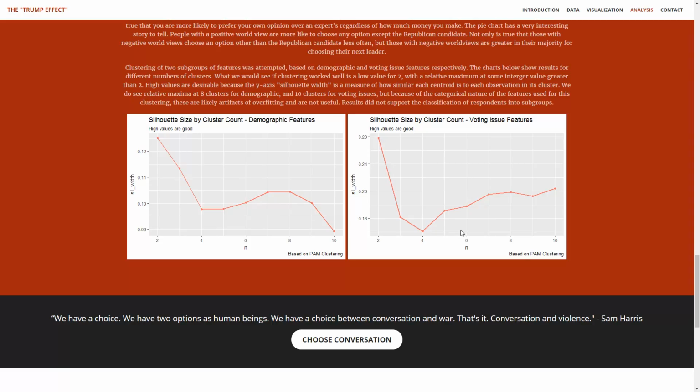But then it does go up here, and I just wanted to explain this away by saying, because of the categorical nature of this data, I think that these increases here are more an artifact of the grittiness of the data, and that's not actually indicative of good clusters.